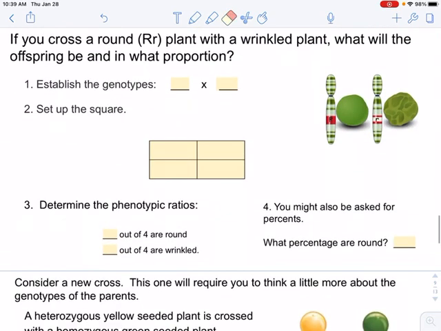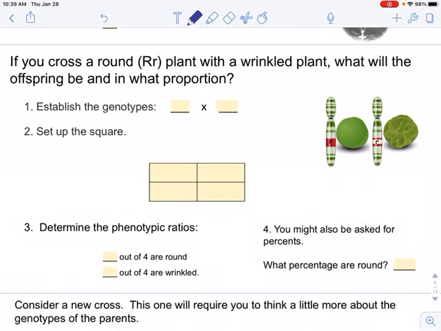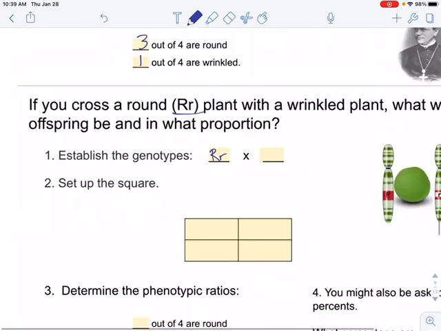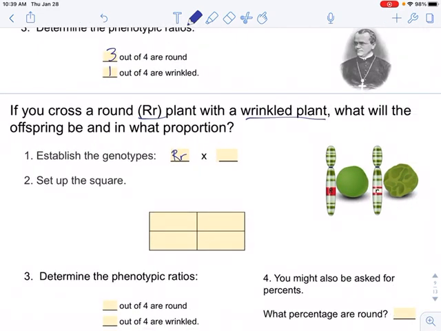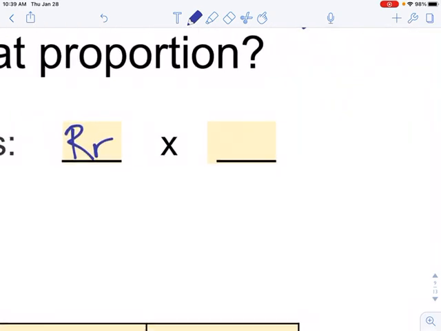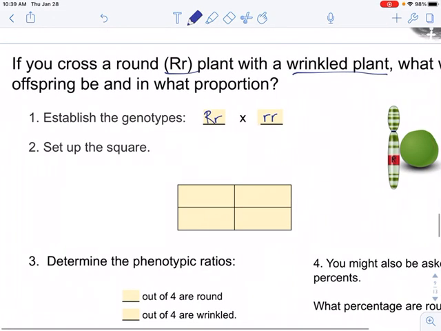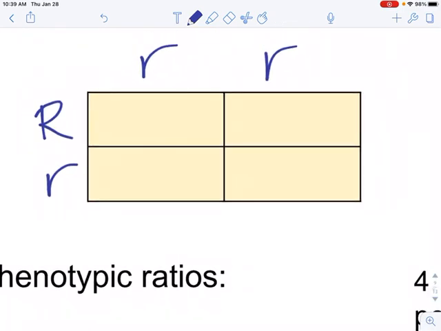Okay, in the next cross, we're going to take a round parent who is big R. So we've got big R, and we're going to cross that with a wrinkled plant. So what would the genotype have to be in order for a plant to be wrinkled? They would have to be little r. So we'll use those genotypes to fill out our Punnett square. The first parent's genes go across the side. The second parent's genes go across the top. And then we'll fill that Punnett square out.